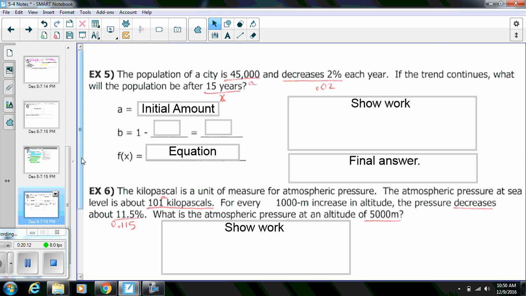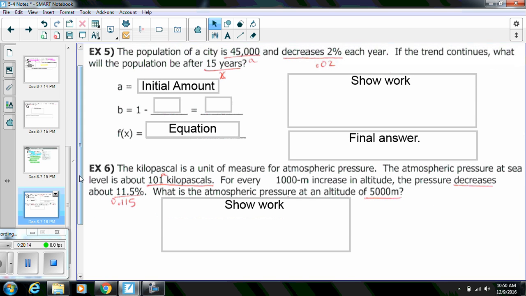So let's try it. We're plugging right into our equation. The population of a city is 45,000, and it decreases. So we're talking about decay again here. It decreases 2% each year. If this trend continues, what will the population be after 15 years?